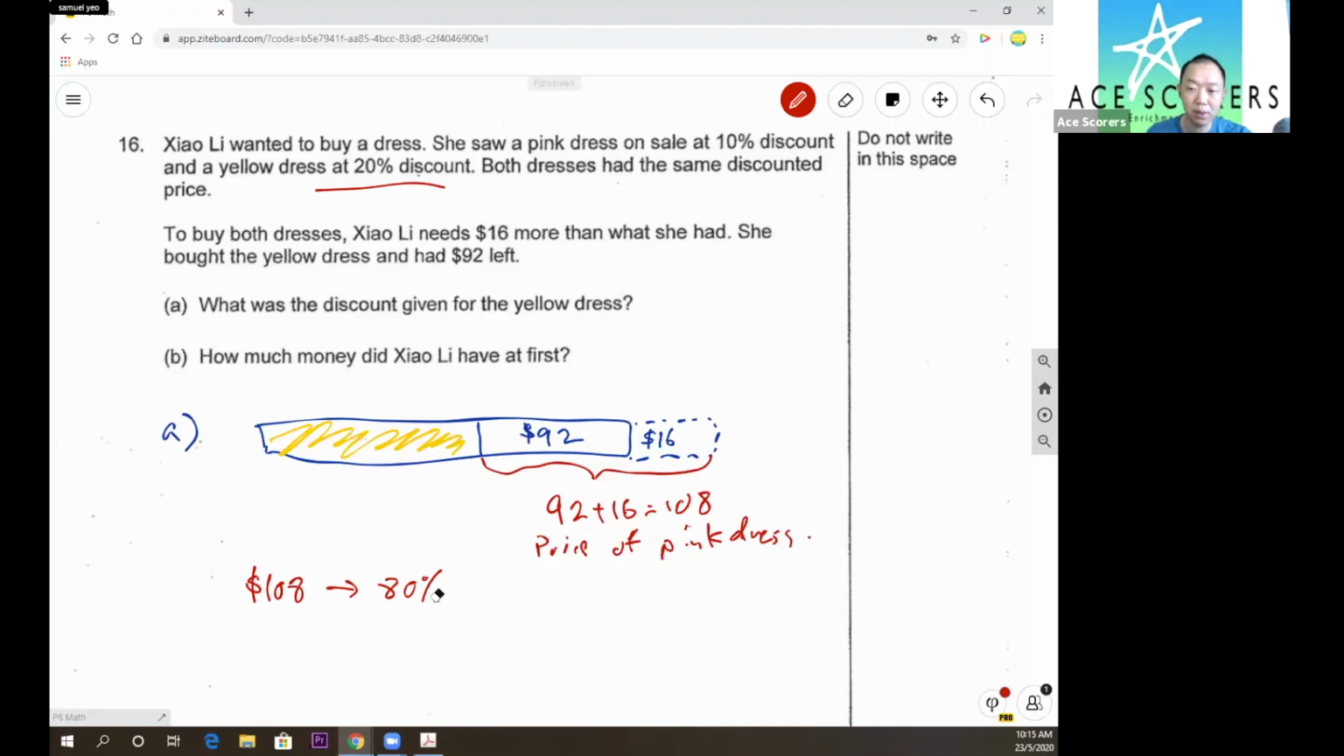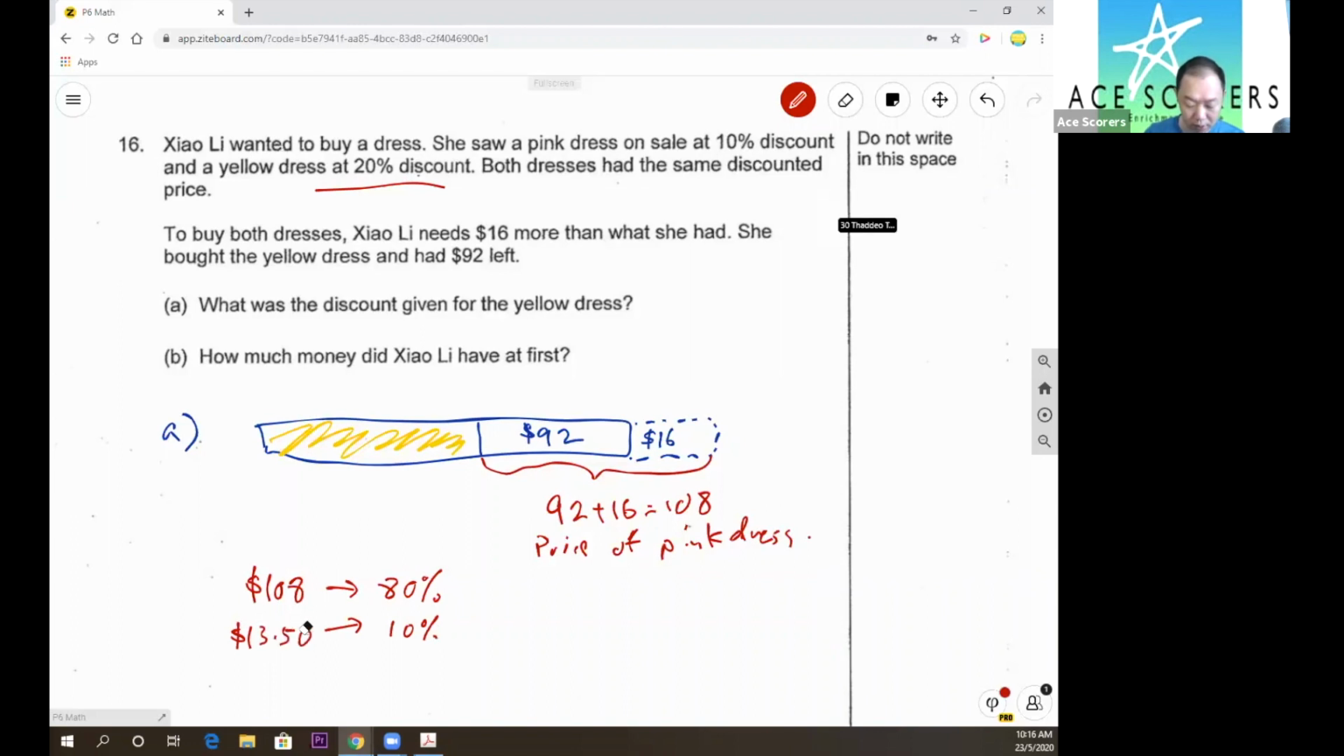100% for each dress is the same. No, 100% is not the same. They got a discount and then they became the same. Okay, Isaac. After discount, they became the same. So 108 is 80% of the dress. I want to find maybe 10%. So to find 10%, I divide by 8. So 108 divided by 8. We got $13.50.